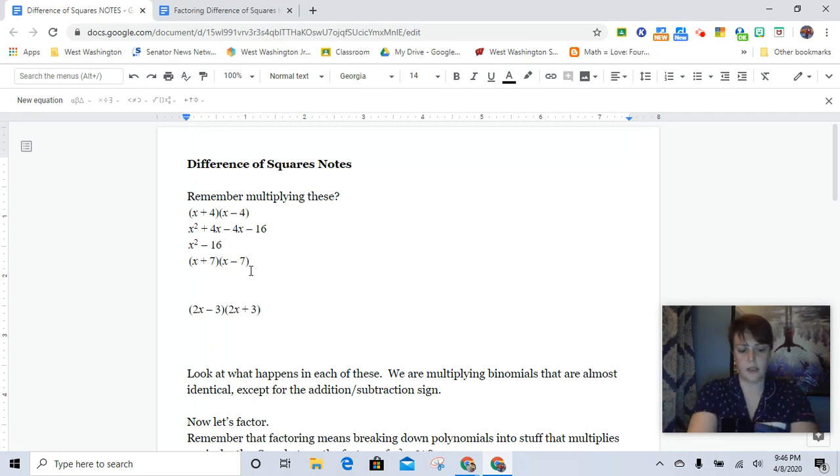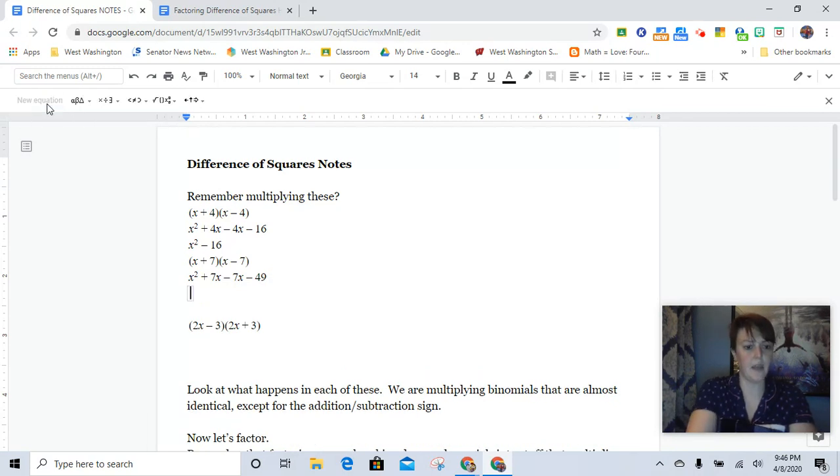And so let's look again really quick at this one. That's going to be x squared plus 7x minus 7x, and positive 7 times negative 7 is negative 49. And so when those middle terms cancel out, we're going to have x squared minus 49. And that's it.